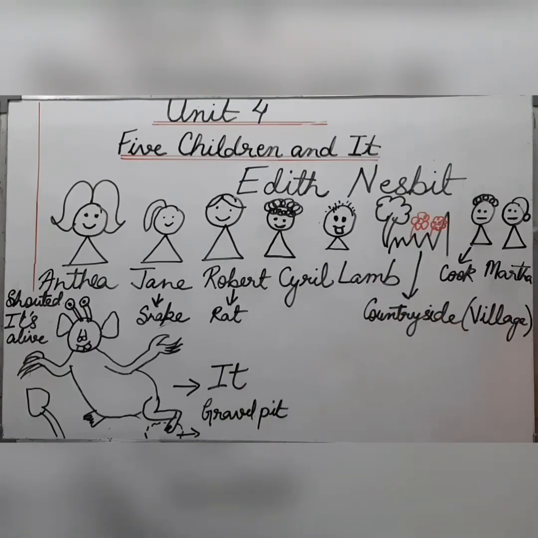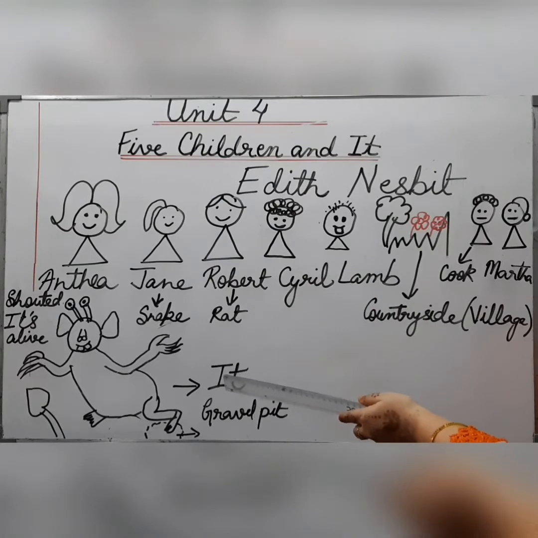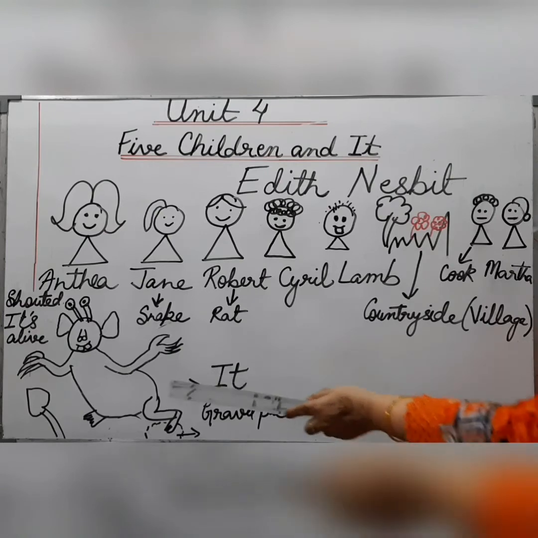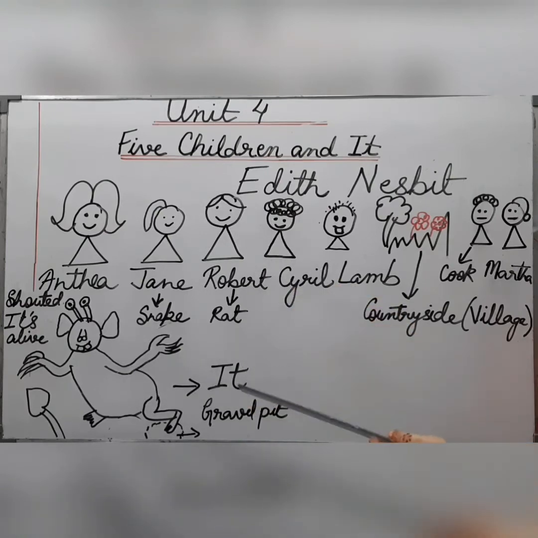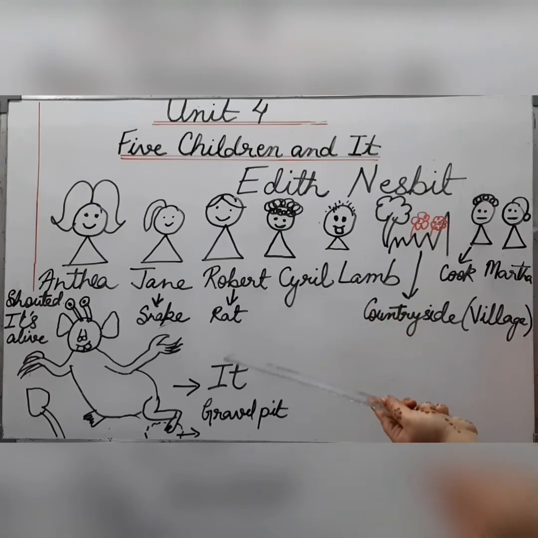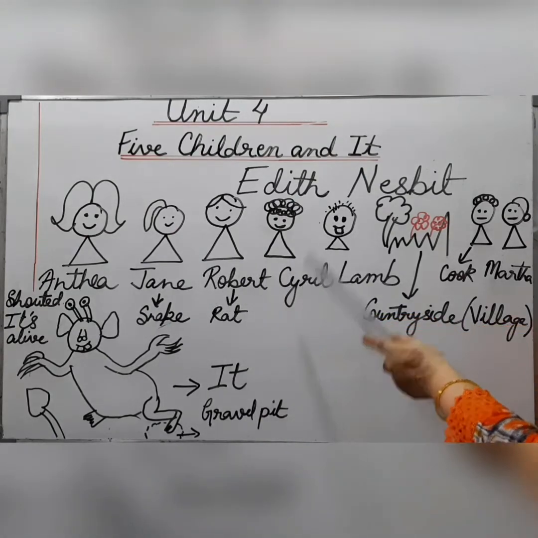And it spoke to me. The strangest thing was that this creature spoke to Anthea. And what did this creature say? It said, "Leave me alone." This creature shouted, "Leave me alone," making them all jump back, and their hearts jumped nearly as fast as they did. Now whenever you see something strange or something new, your heart starts jumping, right? In the same way, the hearts of these children were jumping.